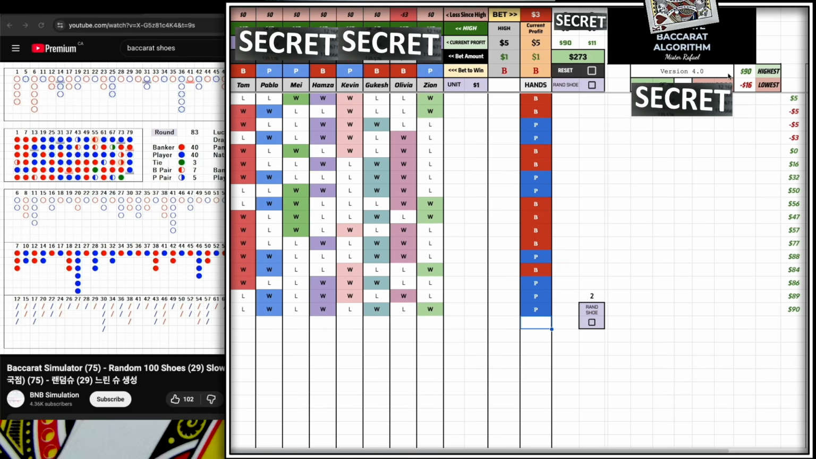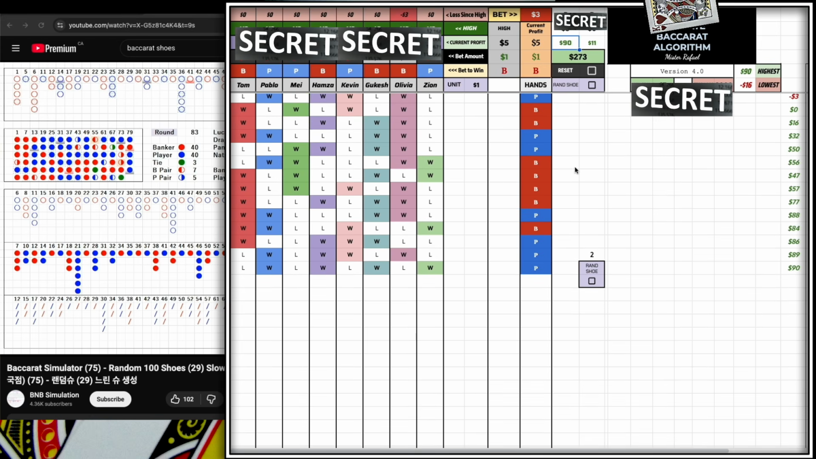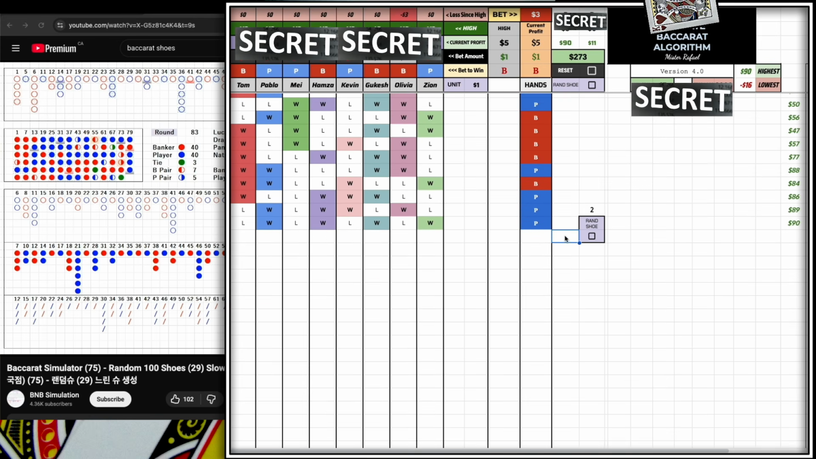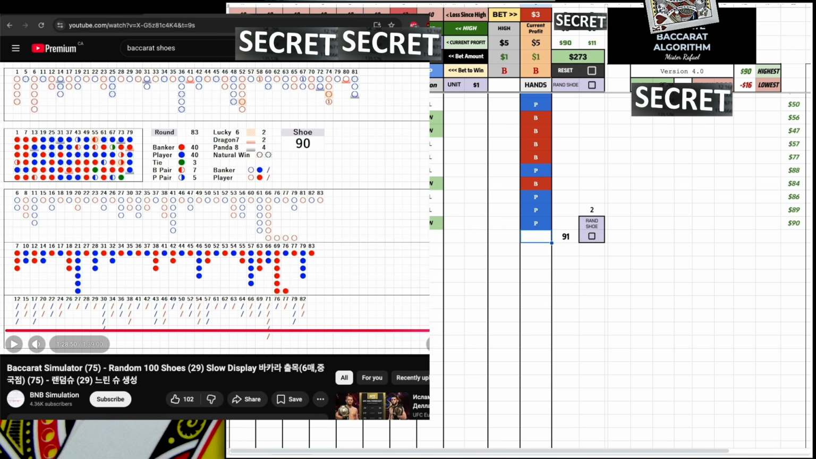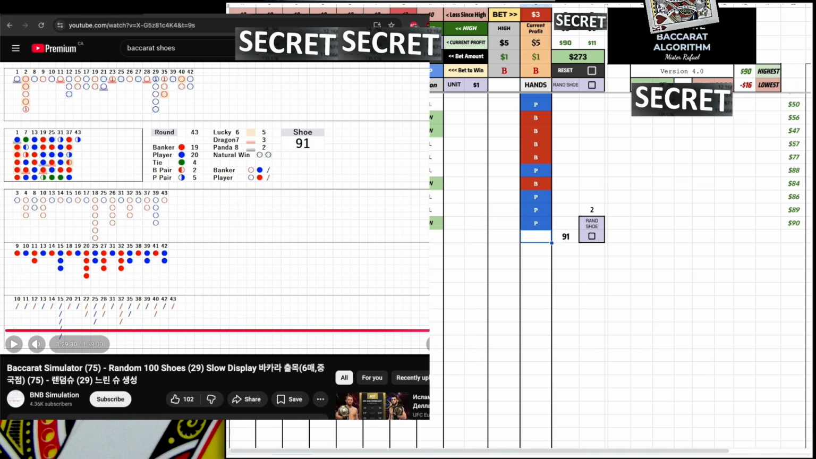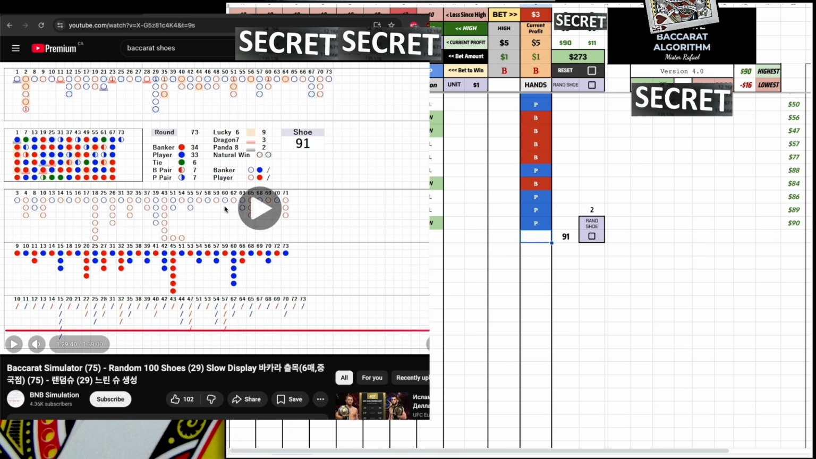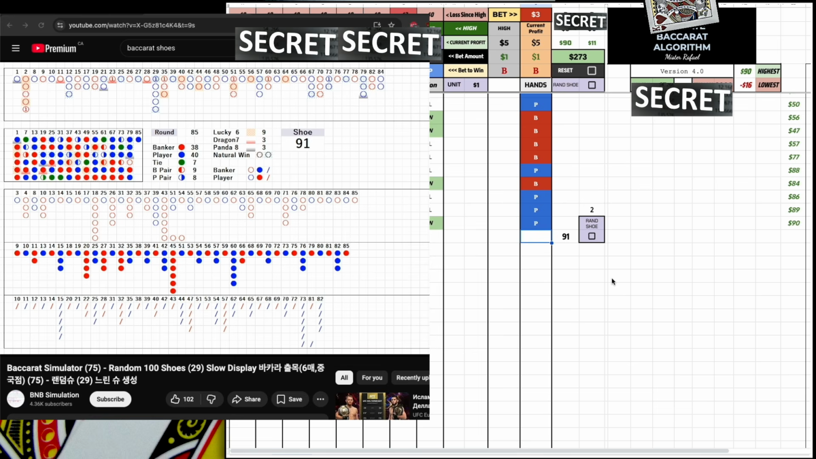Very nice. So highest profit $90, biggest drawdown minus 16, currently sitting at the highest profit $90. Next bet $3 on banker. All right, shoe 91 is next. Okay, let's see if we can hit the $100 win goal. Here we go, shoe 91.